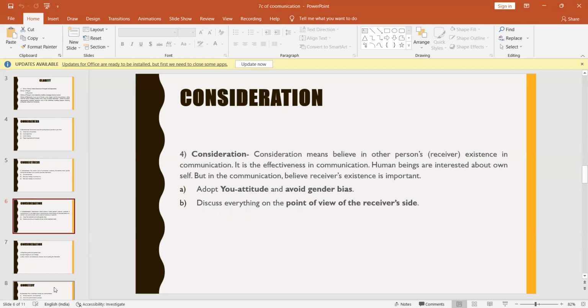Coming to the next part, that is consideration. What do you mean by consideration? Consideration means belief in the other person's existence in the communication. It is the effectiveness of communication. Human beings are basically interested in their own self. But in communication, believing in the receiver's existence is important. And in the name of consideration, always adopt the you attitude and avoid gender bias. Whenever you discuss anything, always try to discuss it from the receiver's point of view.